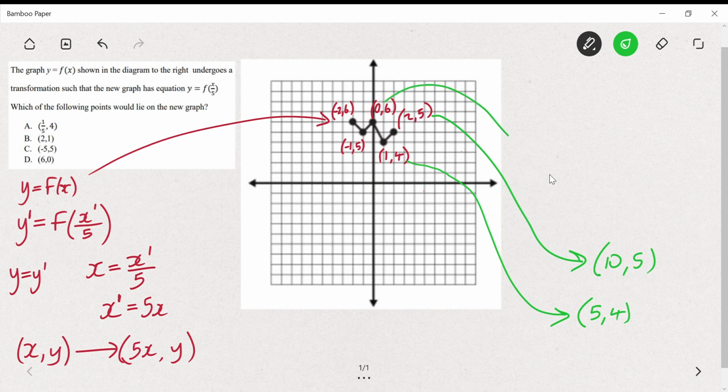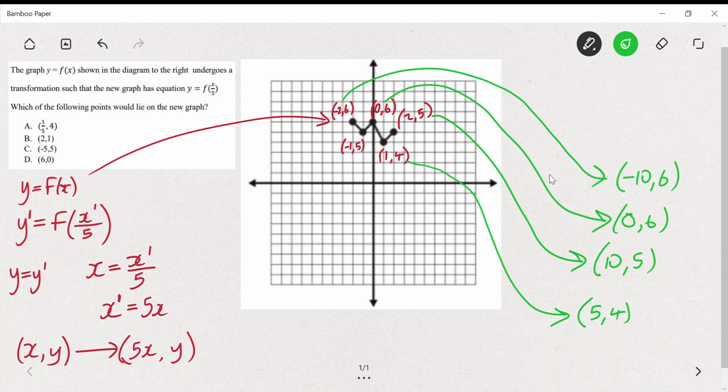And this would transform, or the image point would be 0, 6. This point here would be the point -10, 6. And finally, this point here would be the point -5, 5.